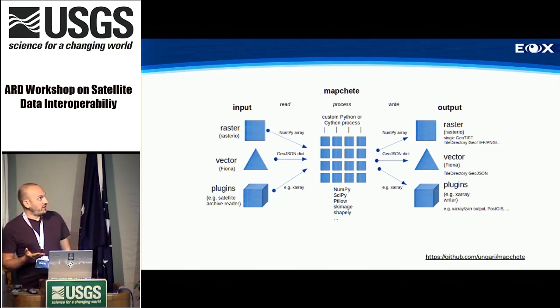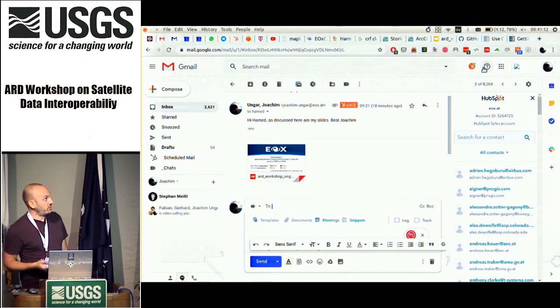So we have various input types. For raster input, we use rasterio, so we can read everything that rasterio can read, or everything that GDAL can read, because rasterio is using GDAL. And for vector, the same. We're using Fiona, and we can read everything that Fiona can read.